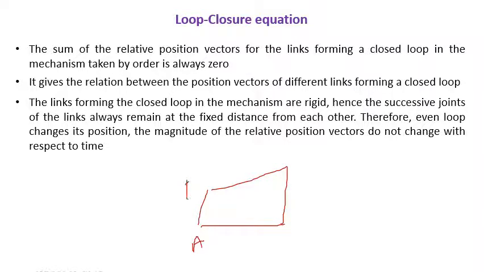this is A, B, C, D. So this is the position or configuration of the 4-bar mechanism ABCD. Suppose there is a change in the position of this mechanism, the length of AB and length of BC and length of CD do not change. It is fixed, right? So therefore, even if the loop changes its position, the magnitude of relative position vectors does not change with respect to time, because link lengths are fixed. So that is another property of a loop closure equation.